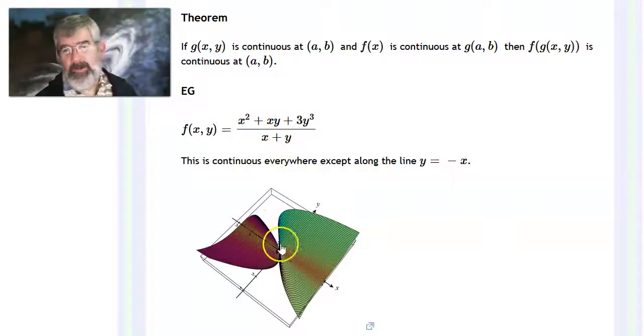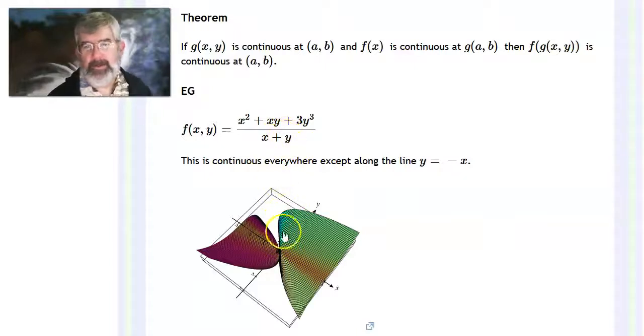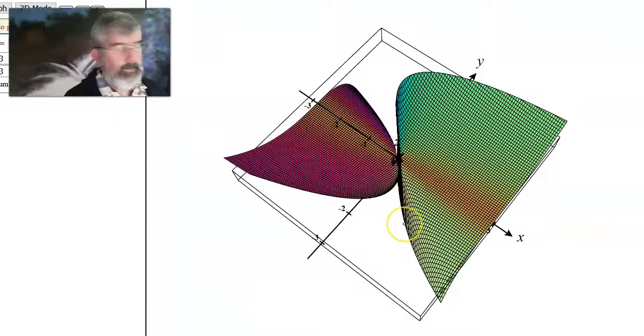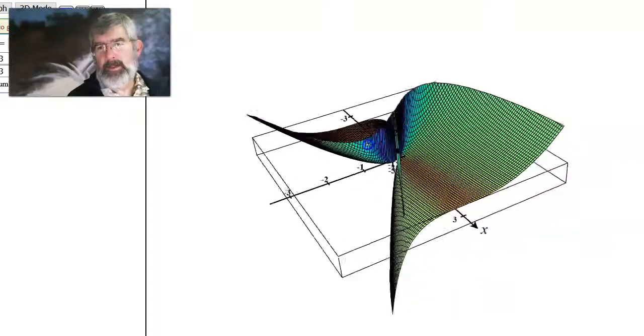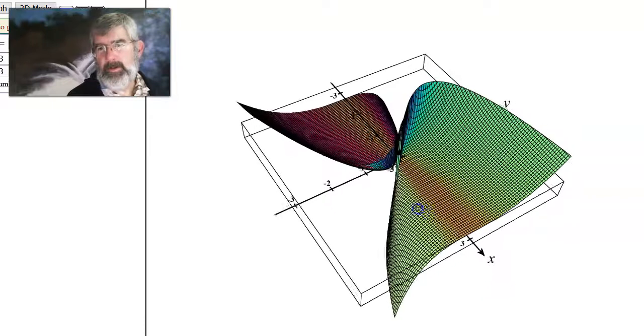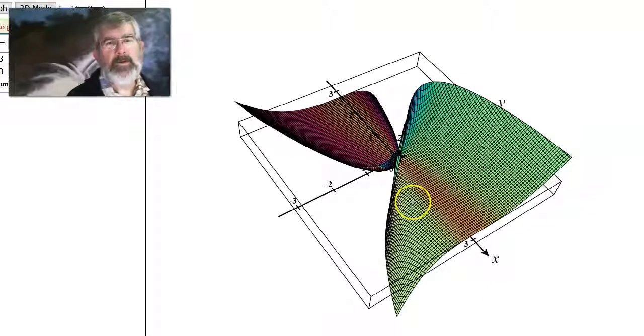Here's the graph of that function, and let's click on it to make it live. So this grows rather rapidly, and it's being cut off. It's being clipped, so it doesn't just head off too high. But it's got a y cubed in the top, so as you move in the y direction, this goes up really rapidly in that direction, and then, of course, down really rapidly in the other direction.